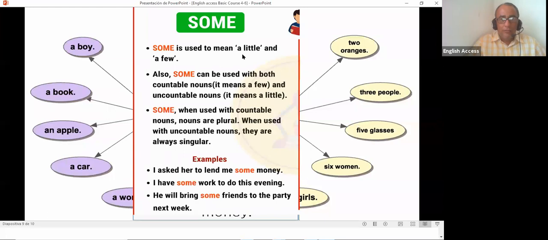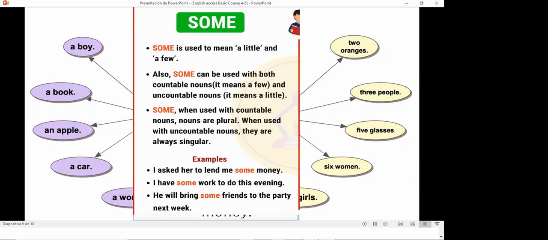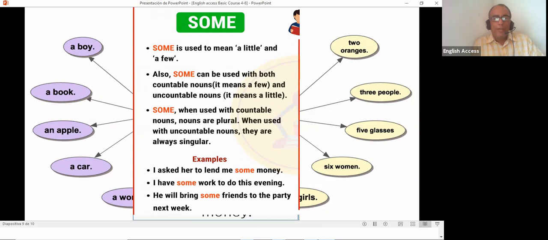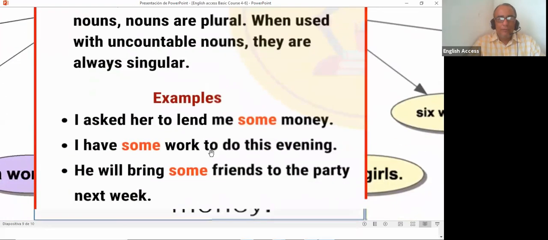restaurantes caros. Some is used to mean a little or a few. Algunos. Some is used with countable or uncountable, igual que a lot of. También se puede usar con contables o incontables. Some sugar, some cell phones. Algunos celulares, algo de azúcar. Some means a few, un poco, o little, un poquito. ¿Sí? A few or little, una cantidad pequeña. Here, some examples. De aquí hay ejemplos. I asked her to lend me some money. Que me prestara algo de dinero.